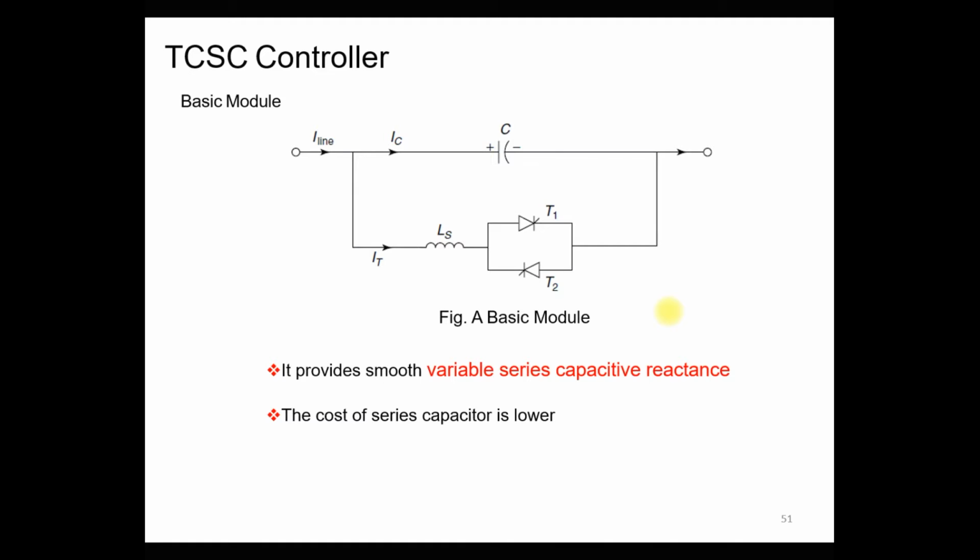First we understand the basic module of the TCSC controller. You can see the simple diagram of the TCSC, which is nothing but a fixed capacitor connected in series with the transmission line. In parallel with that we connect the thyristor controlled reactor. Here this is an inductor in series with an anti-parallel pair of thyristors. This combination forms the thyristor controlled reactor.